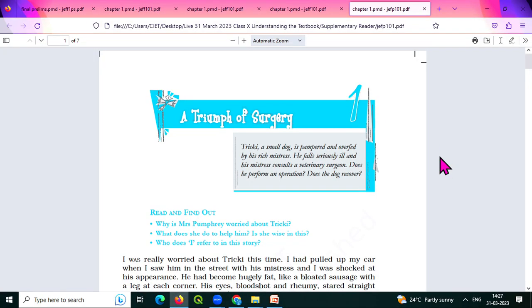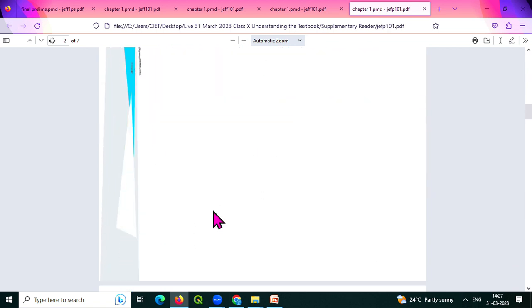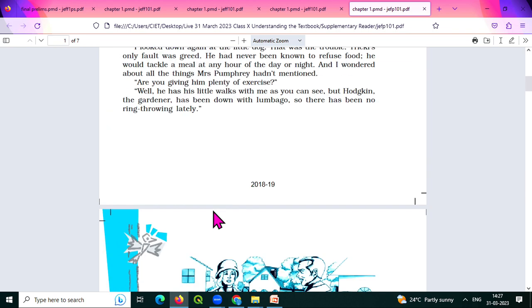I need to tell the learners some of the things. The supplementary reader, let me show a minute. Then we will want to, I think we don't have much time. So you will see that this is the supplementary reader. We have read and find out questions. Then in between it is there. It takes time.